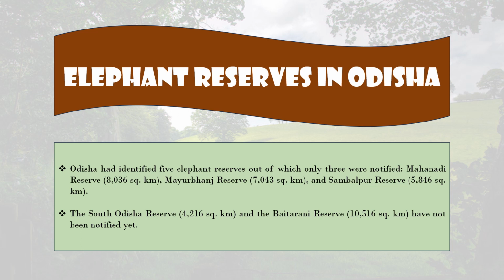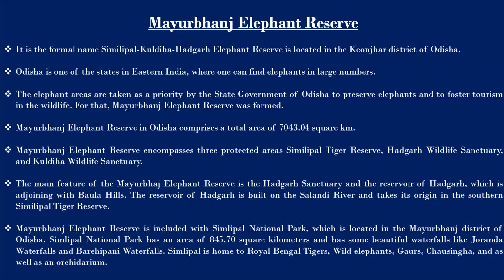Now we are going to know about the elephant reserves in Odisha. Odisha has actually identified 5 elephant reserves, out of which only 3 were notified: Mahanadi Reserve, Mayurbhanj Reserve, and Sambalpur Reserve. The other 2 are proposed but not yet notified as elephant reserves. Those are the South Odisha Reserve and the Boitradi Reserve.